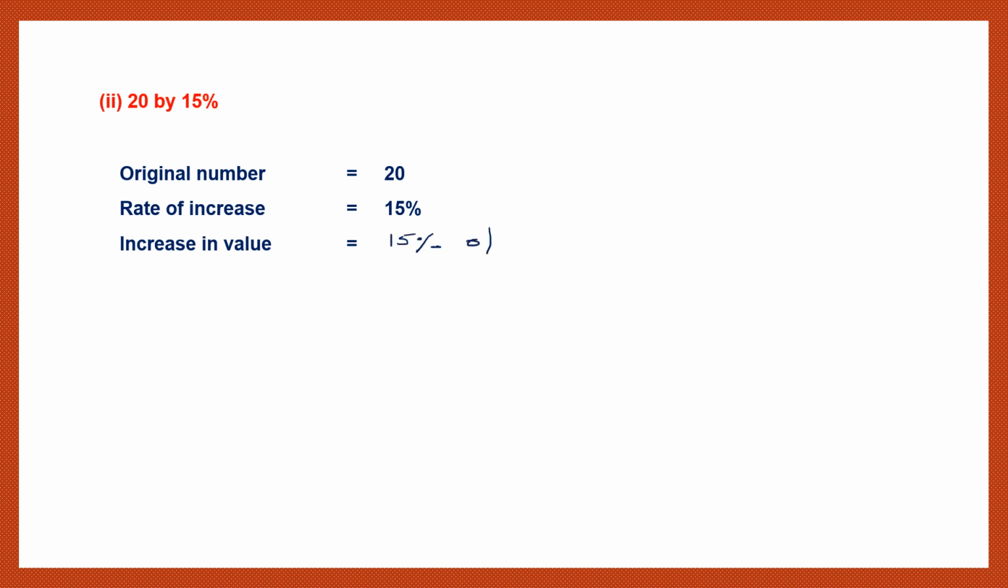15% of 20. So this will be 15 by 100 into 20. Now let's cancel. I can cancel the 0 and the 0 here. I can cancel 2 and 10: 2 ones are 2, 2 fives are 10. Now I can cancel 5 and 15: 5 ones are 5, 5 threes are 15. So what do I have here? In the numerator, I have 3 into 1, which is 3, and in the denominator, I have 1. 3 by 1 is 3.